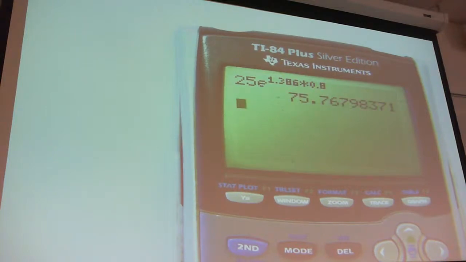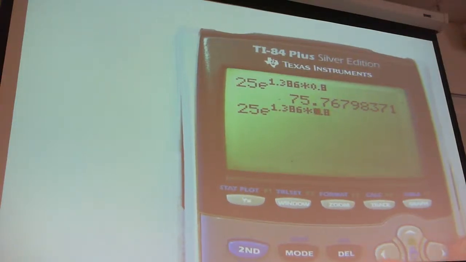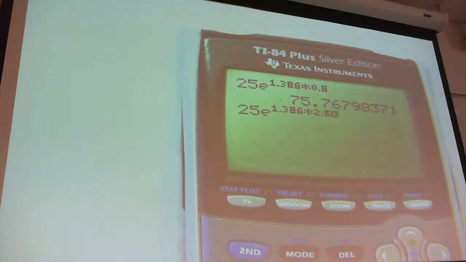Hit enter, let's make sure we know where the button is and we're typing it correctly. Did everybody get 75.768? Okay, I'm going to show you a quick shortcut. I'm lazy, I don't want to type that in again. So hit second enter. If you hit second enter, what does it do? Copy and paste. Change the 0.8 to 2.5, which is our next question. Hit enter. You should get 799.41. Okay? That's one way.